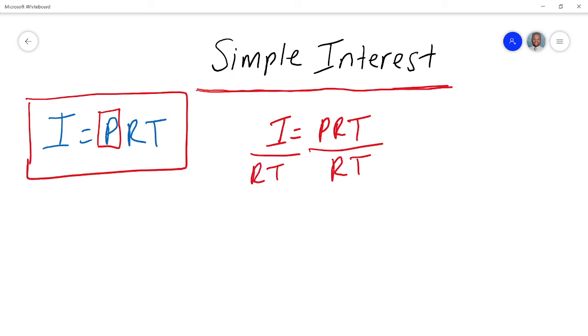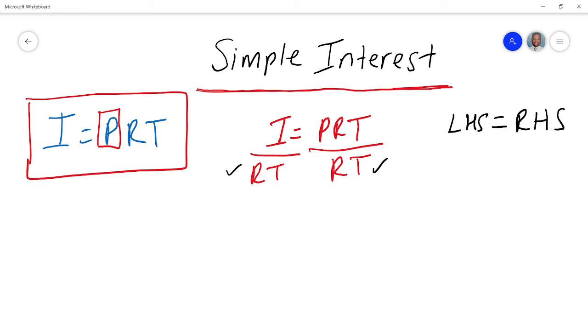In maths, there's a very simple concept, and I've shown this in the previous videos. It simply states this: whatever you do on the left-hand side, you do on the right-hand side. So what we've done here is divide by RT on my right-hand side, and we're doing exactly the same thing on my left-hand side.